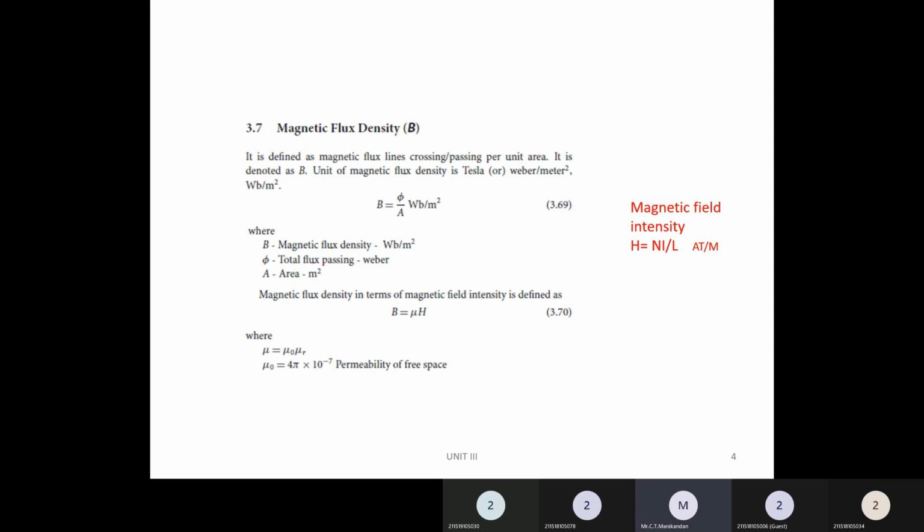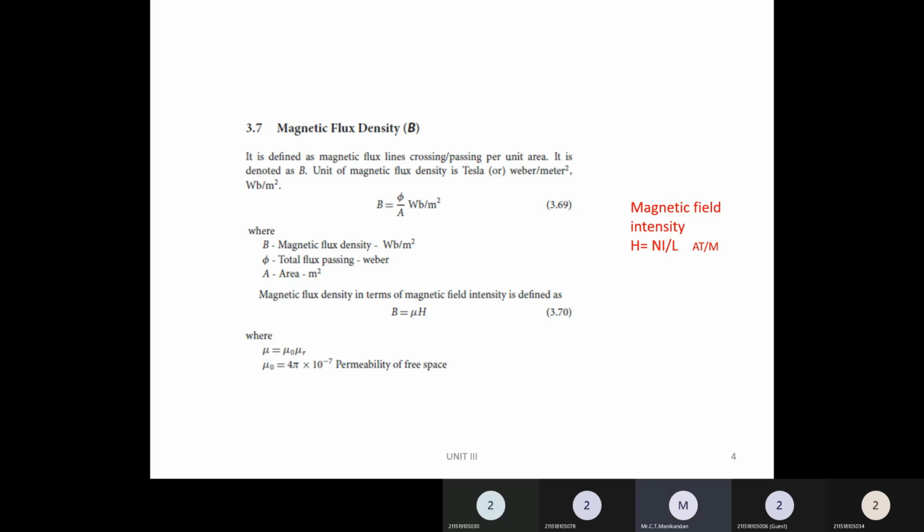Similarly here, in magnetostatics, we have permeability. Mu naught is the absolute permeability, and it has the value of 4 into 10 power minus 7. The relative permeability of the medium depends upon the medium used.